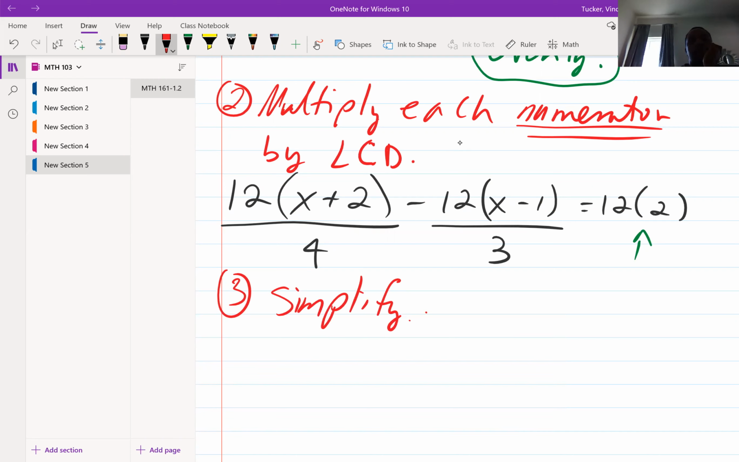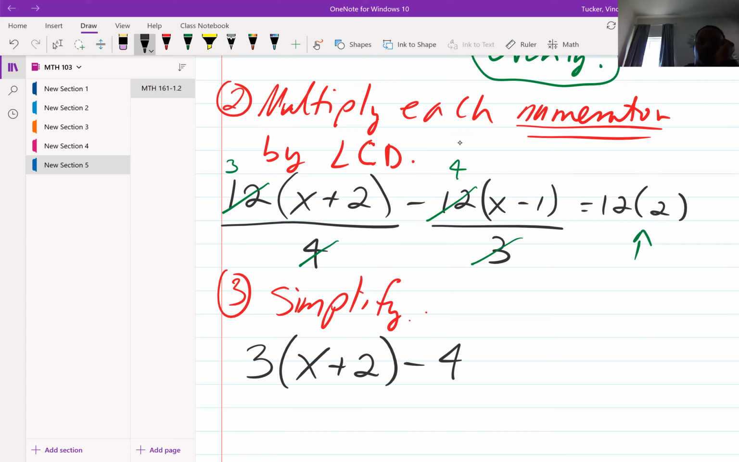Next step is to simplify. So this 4 divides into 12, leaves 3. This 3 divides into 12, leaves 4. So this is why we needed something that both 4 and 3 can divide into evenly. That would be 3 times x plus 2, 4 times x minus 1. 12 times 2 is 24.